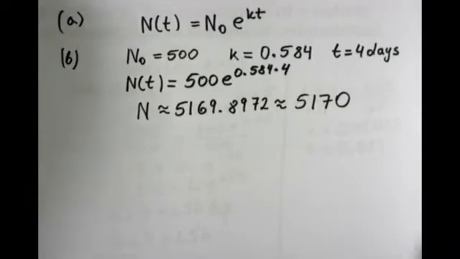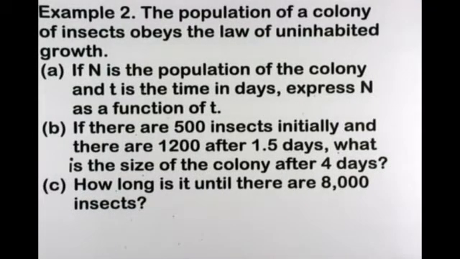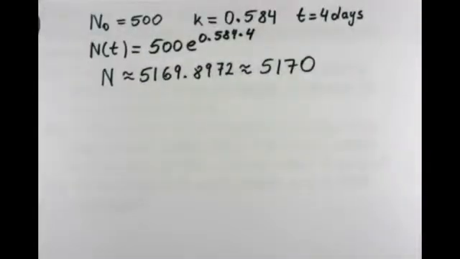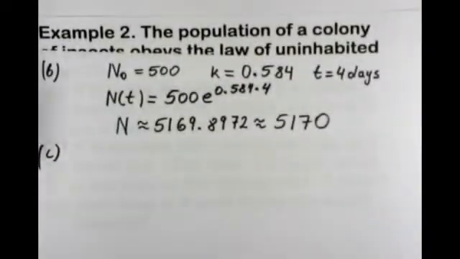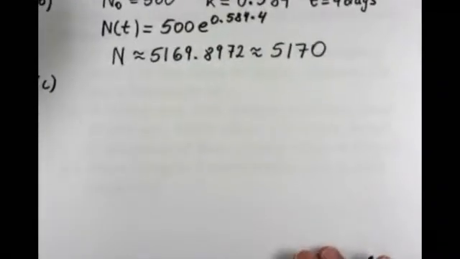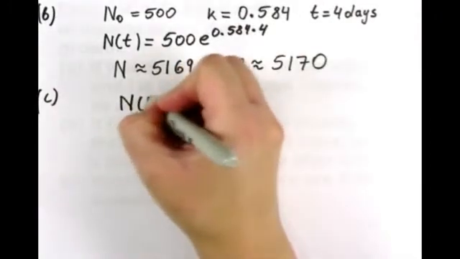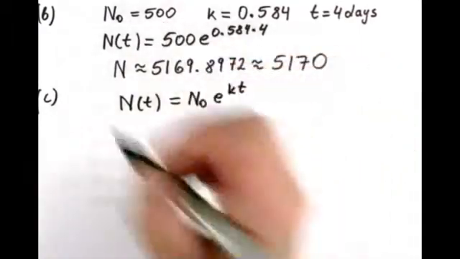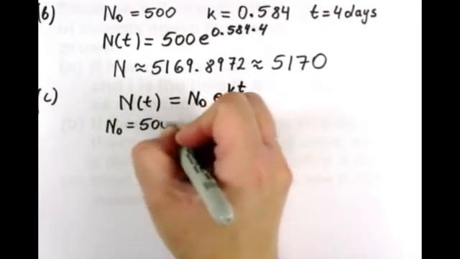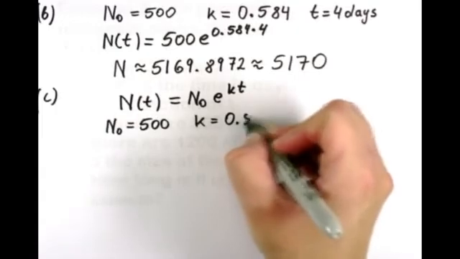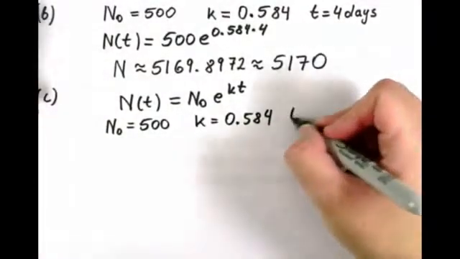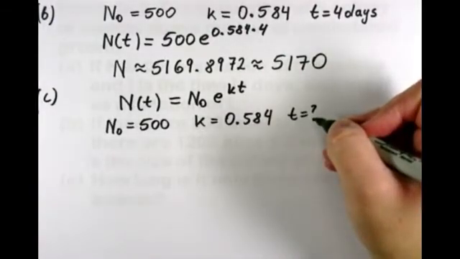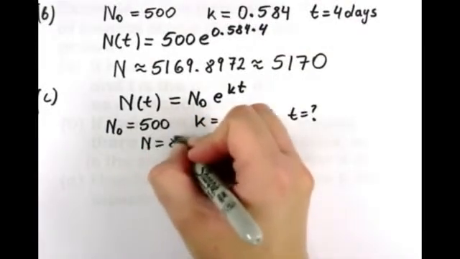And now we need to find C. How long is it until there are 8,000 insects? 8,000. So we have C. We have the formula, then n at t is equal to n0 e to the power kt. My n0 is still 500. K we calculated is 0.584, and now they ask us to find the t until there are 8,000, so n final amount is 8,000 insects.